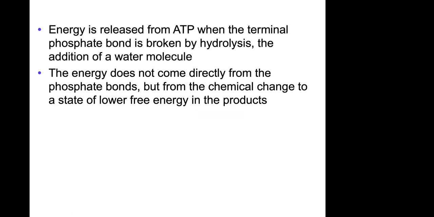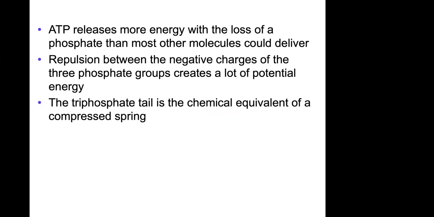The energy does not come directly from the phosphate bonds, but rather the bond holding the phosphate to the other phosphate. ATP releases more energy with the loss of a phosphate than most other molecules could deliver. Repulsion between the negative charges of the 3 phosphate groups creates a lot of potential energy. The triphosphate tail is the chemical equivalent of a compressed spring.